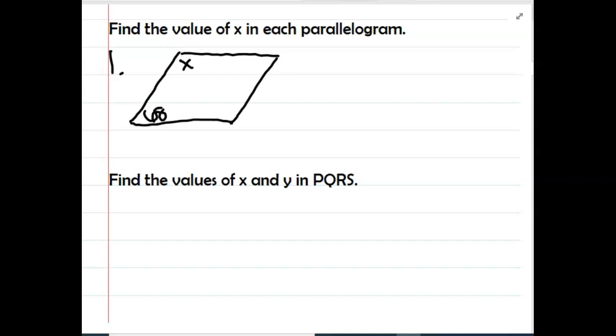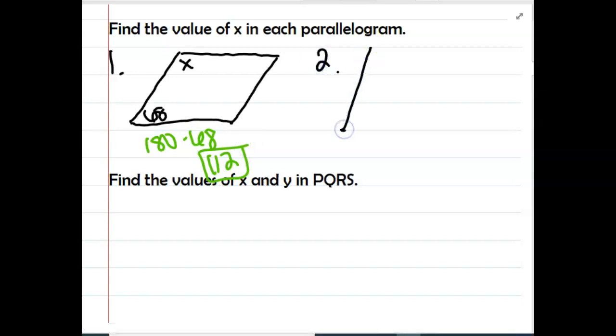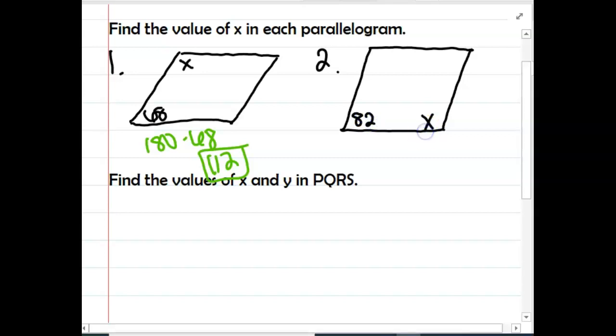I'm okay if you want to think of it as same side, because you're going to do the same thing, because if these were same side interior angles, they're supplementary. Same thing with the consecutive angles. They are supplementary. So to find x, we would take 180 minus 68. We should get 112. Okay, let's try another one. We've got this nice little parallelogram here. And the bottom left-hand angle is 82. And then the right-hand angle is x.